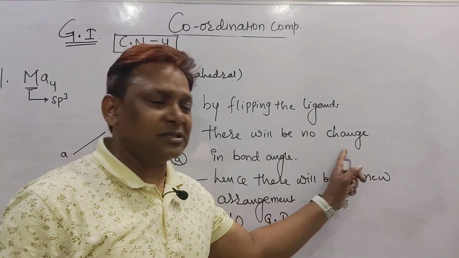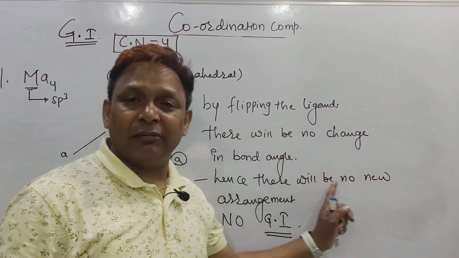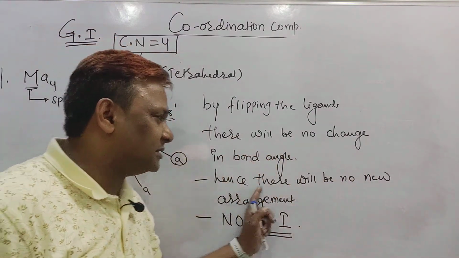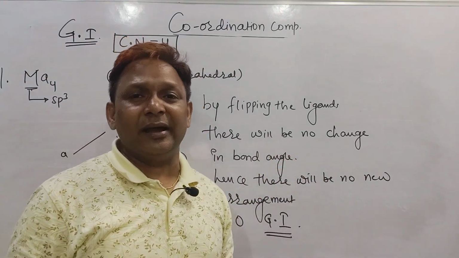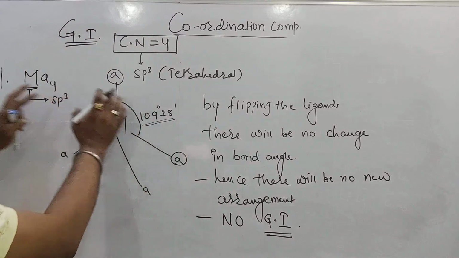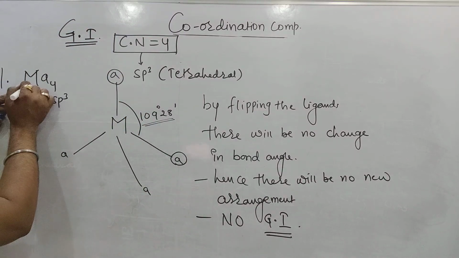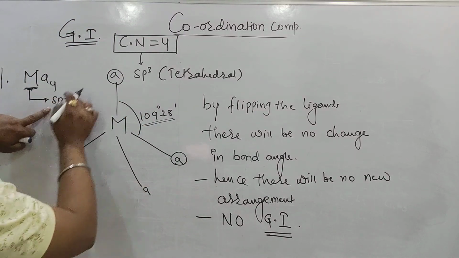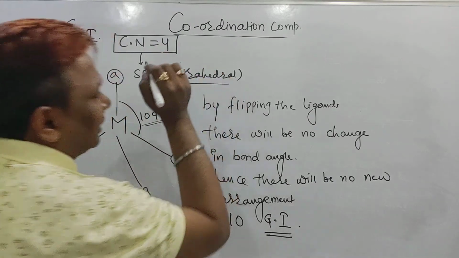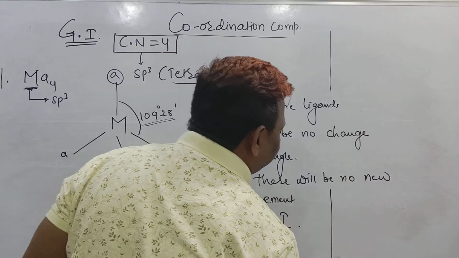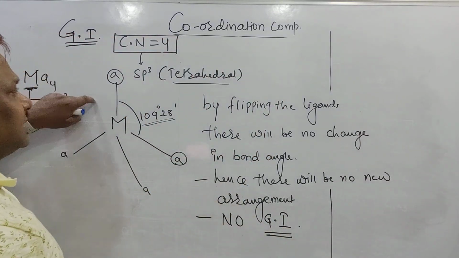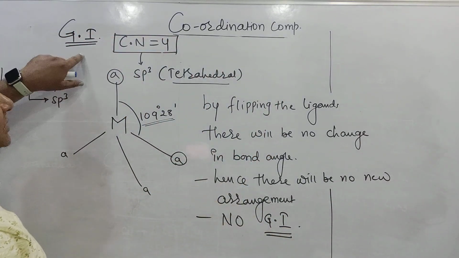As there will be no change in the bond angle, that means there will be no new arrangement, and as there will be no new arrangement, they cannot show geometrical isomerism. It is for the complex compounds where the central metal atom undergoes sp3 hybridization and whose geometry is tetrahedral. But at the same time, I will discuss one more part for you.